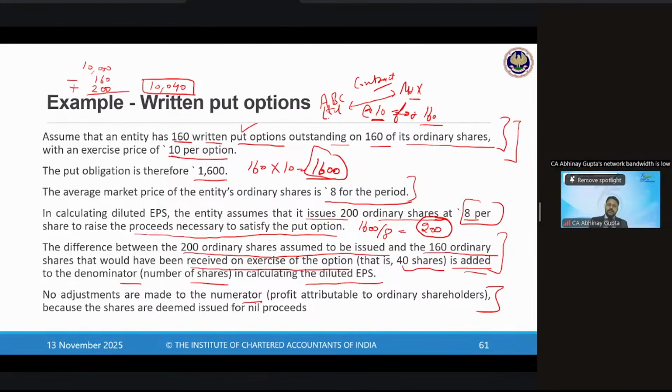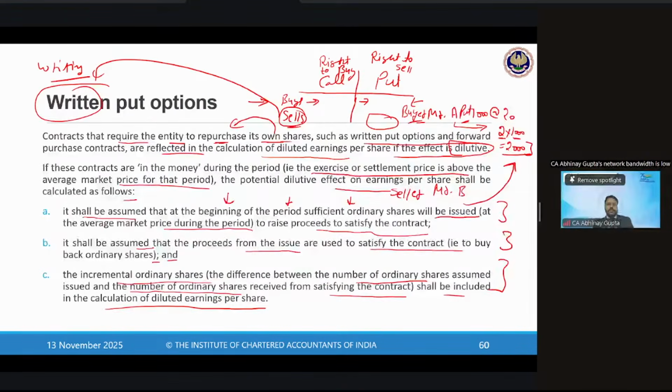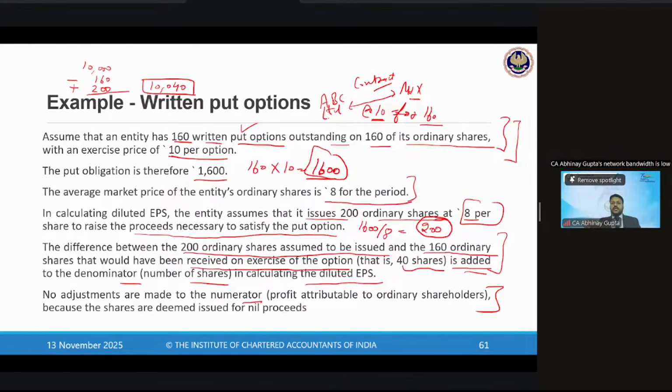So that's the adjustment we need to do in case there are any written put options. Now, what is a written put option? A written put option is an option where the company has agreed with an investor to buy back the shares from the investor in case the investor wants to surrender. That is the written put option by the company in plain simple language, right? The company is obliged to do the buyback if the investor knocks on the door of the company for surrendering the shares. Is that clear? Yes, clear.